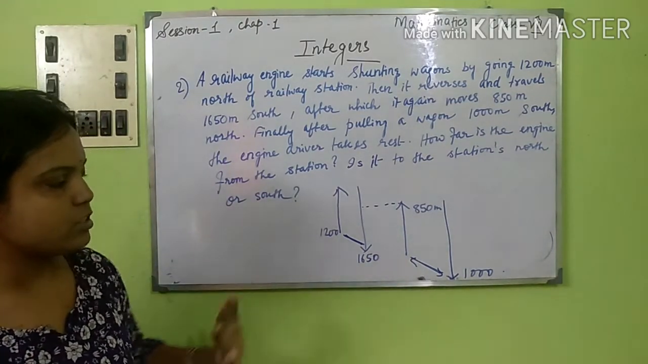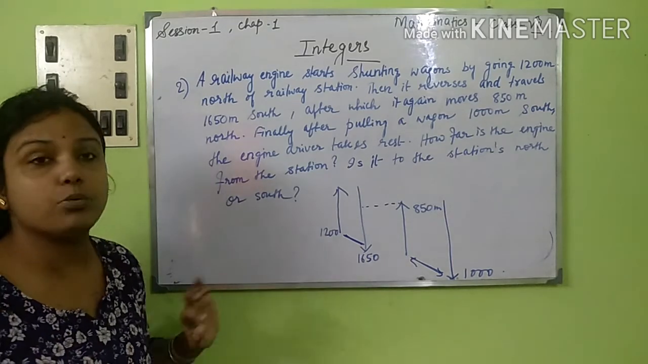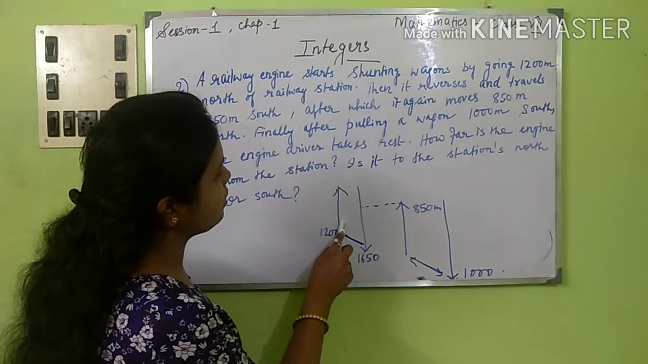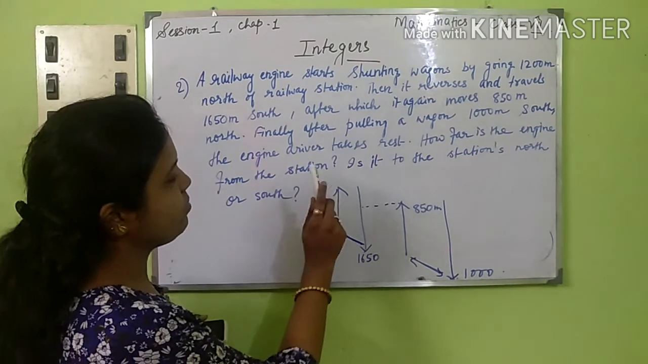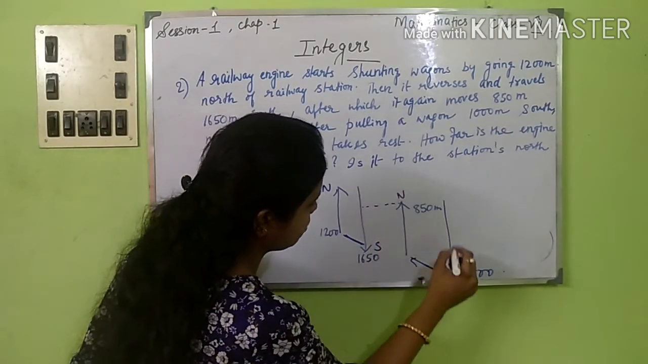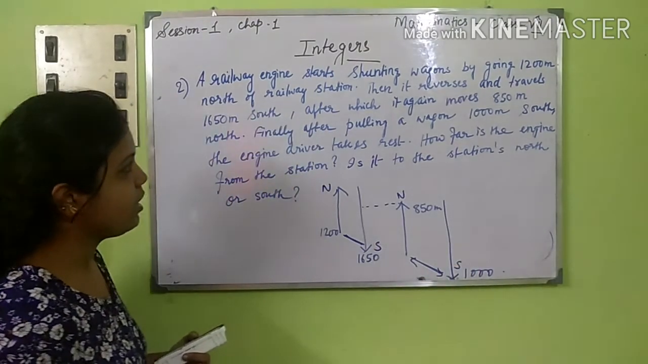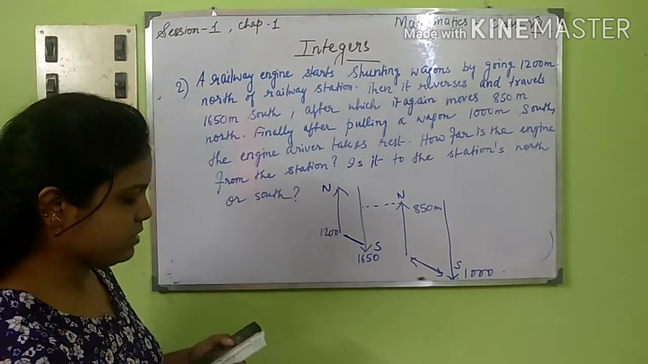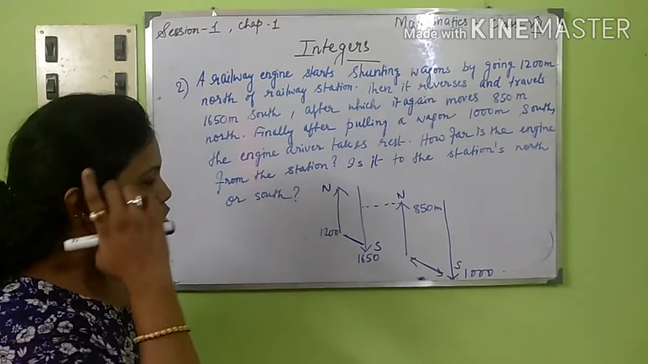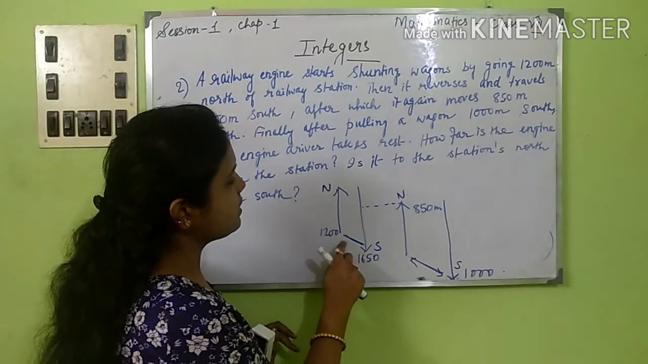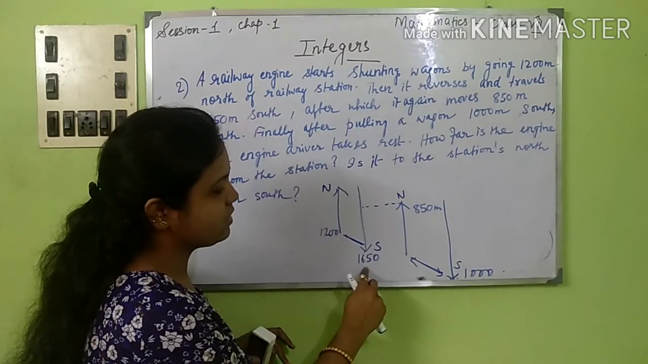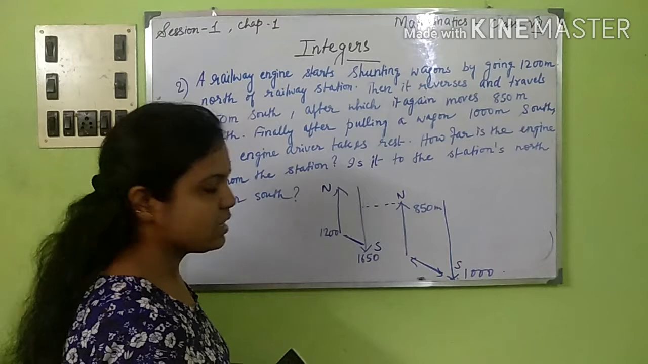Now I have drawn a small diagram to make you understand. The rest you can do by yourself. Suppose this engine is going towards the north by 1200 meters. So this is the north direction, this is the south direction, this is again north direction, this is again south direction. Now, north of the railway station, so you can understand where the railway station is. This is the railway station. Considering this to be the railway station, it is going north 1200 meter, then after that it is going 1650 meters to the south.